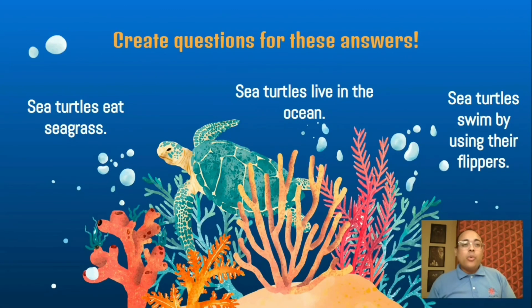Yes, very good. What do sea turtles eat? Very good. The second answer, sea turtles live in the ocean. Very easy. Yes, where do sea turtles live? Next sentence. Sea turtles swim by using their flippers. So if you don't remember, flippers are these adaptations, these physical adaptations that the sea turtles have so they can swim in the ocean, okay? So which question would you use? Yes, how do sea turtles swim? By using their flippers. Very good.